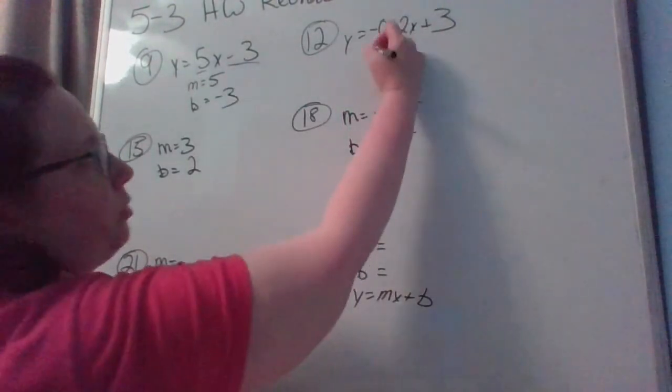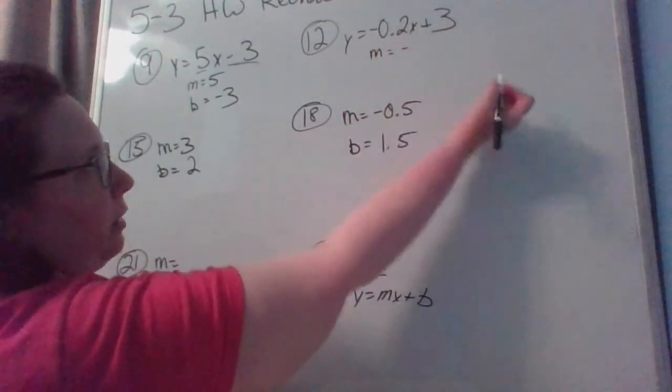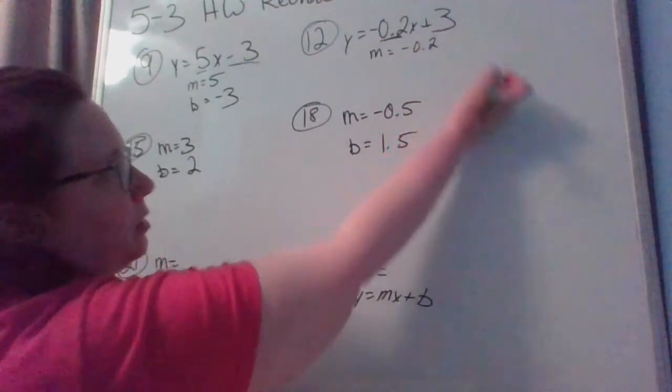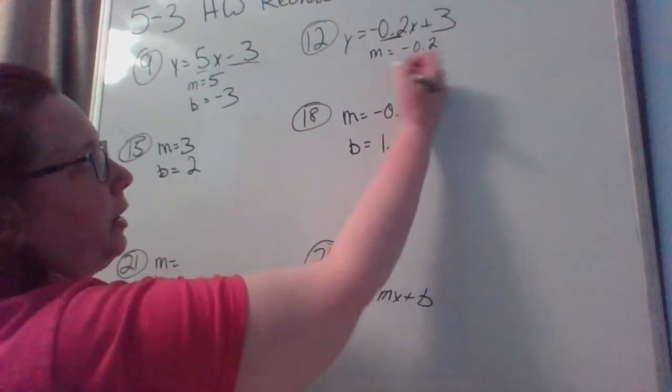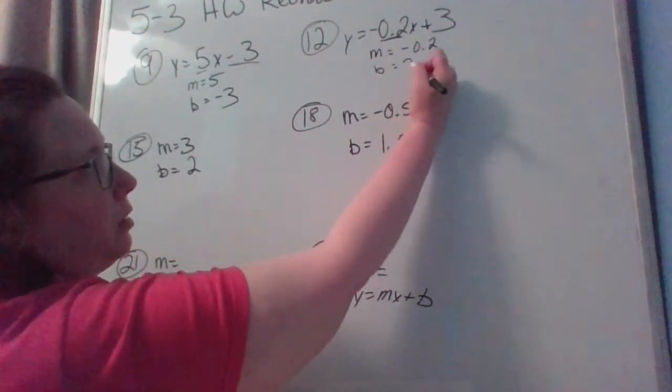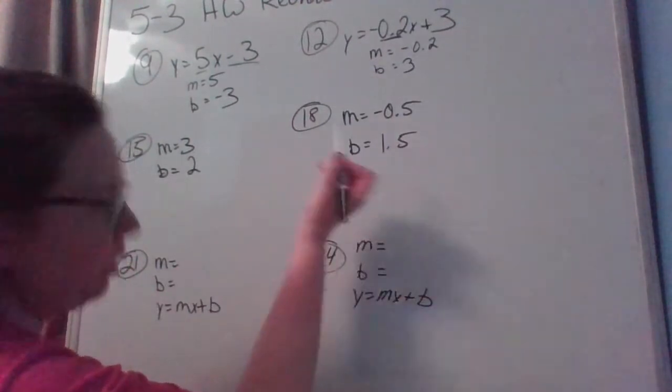Over for number 12, our slope here is negative. It's a coefficient, so it's -2/10. And our y-intercept here would be a positive because this is a plus sign. So it'd be a +3.